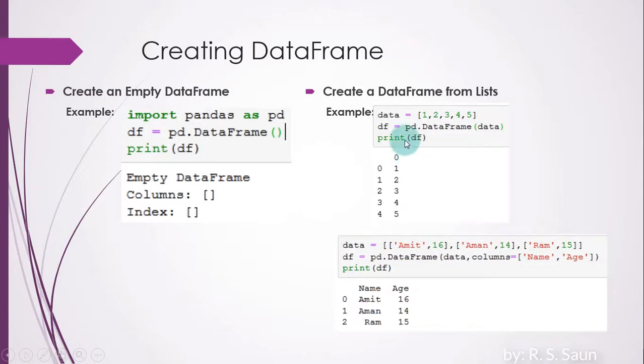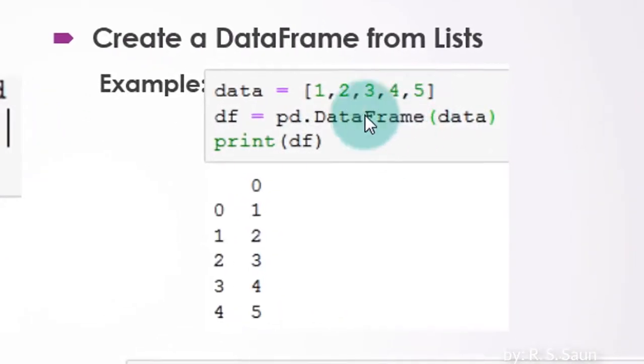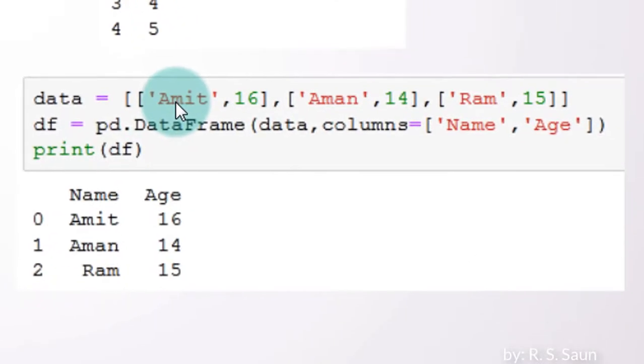Secondly, we can create a data frame from a list. You can see I have supplied a one-dimensional list, so it contains only rows, it does not contain a number of columns. If we have a two-dimensional list, it will create a two-dimensional data frame with multiple columns. You can see the first value in my list contains the first column, Amit, Aman, Ram, and 16, 14 and 15 is the second column. I have also supplied column labels, name and age.